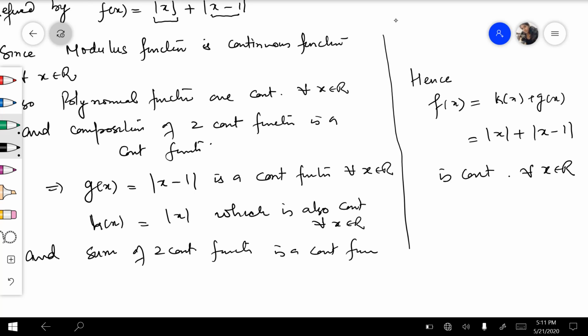So whenever we have two composite functions, their composition is continuous. If we have two continuous functions, then their sum is continuous in their common domain. Difference is continuous in their common domain. Product is continuous in their common domain. Quotient is continuous in their common domain, except those points which are making denominator equals to 0.